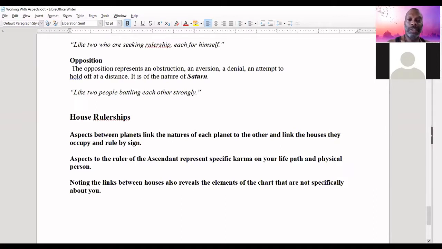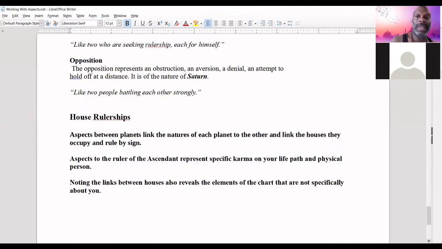Aspects to the ruler of the ascendant represent specific karma on your life path and physical person. Noting the links between the houses also reveals the elements of the chart that are not specifically about you. So for instance, you're going to have planets in your chart who are aspecting each other. You might even have one that's applying. Remember, applying aspects are more important.